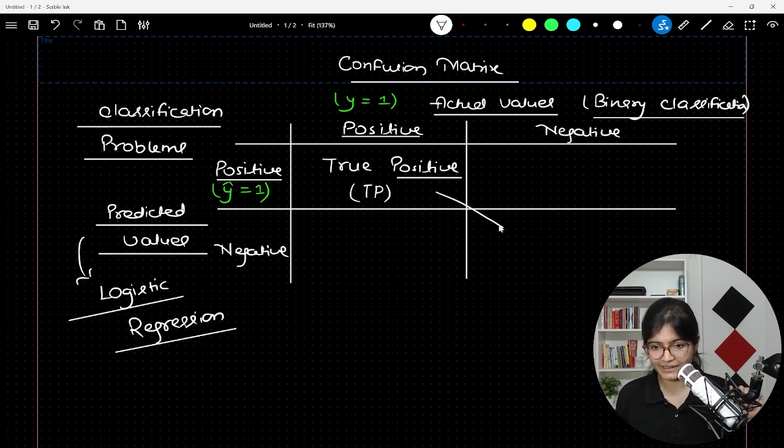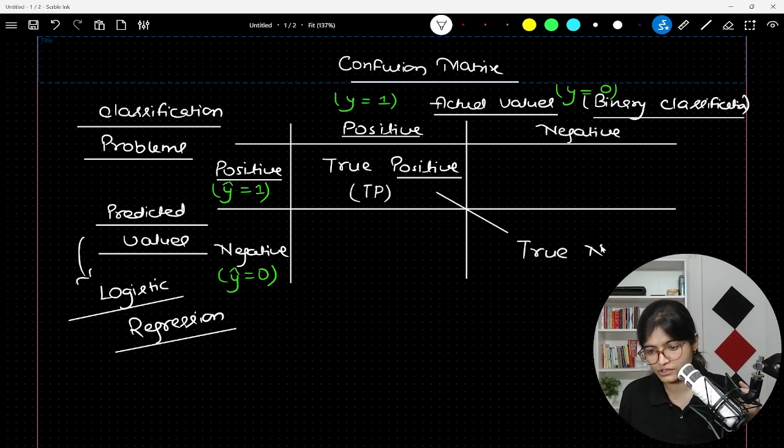I'm moving it diagonally here. Same thing, it's also a best case scenario where actually your data says that a person is not diabetic, meaning the value of y is 0. And the prediction by the model is also saying that the value of y cap is 0. It's again a best case scenario, right? But what is your prediction here? Negative. So you will say it's a case of true negative, which will be represented as TN here. I hope so far so good.